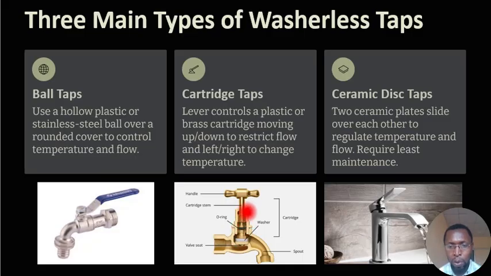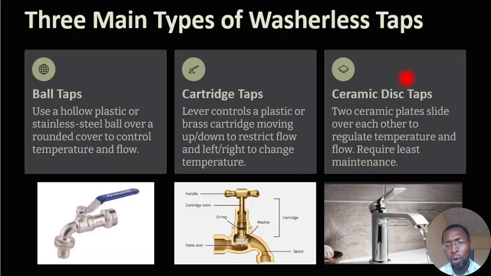Okay, so when it moves down, it goes gradually to restrict the flow of water. As you turn this lever clockwise or anti-clockwise, depending on the locking direction, you find out that it's going to reduce the flow of water as the cartridge is moving down. And when you turn it upward, it's going to allow more flow of water to come out of the tap. So that's the second type of taps that we have, the cartridge taps.